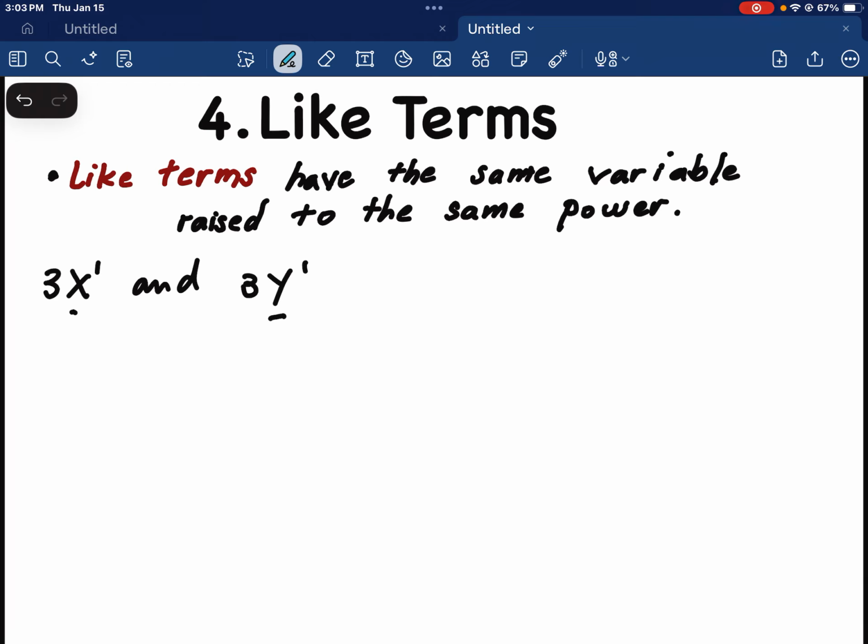Another one, 4x and 4x squared. Although they have the same variables, their exponents are different. This one has 1, this one has 2. So you can't combine them. For example, again, 5a and 7, you can't combine them since this is a constant and this one has a variable next to it.